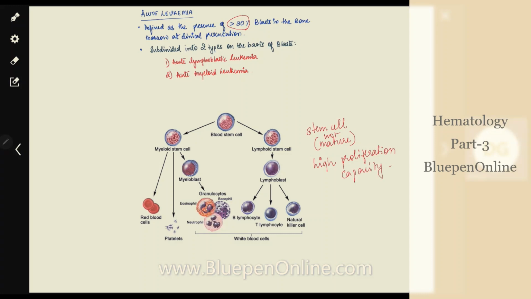These blast cells do not enter the peripheral blood normally. If one blast cell becomes mutant, if it undergoes mutation, then it gives rise to leukemia. If the myeloid blast becomes mutant, it gives rise to AML. If the lymphoid blast or the lymphoblast becomes mutant, it gives rise to ALL. So based on which blast is involved, it is divided into acute lymphoblastic leukemia and acute myeloid leukemia.